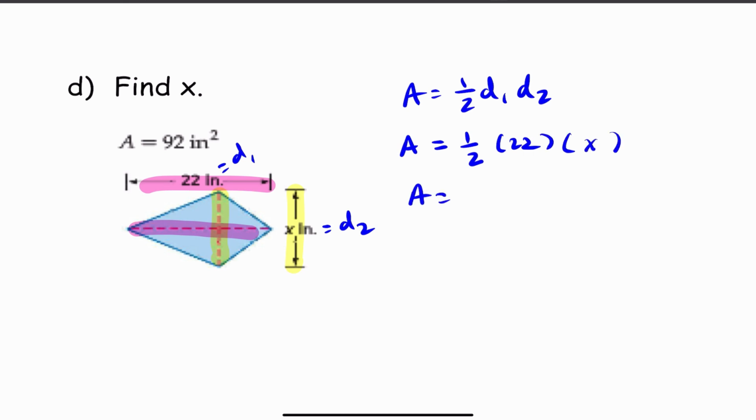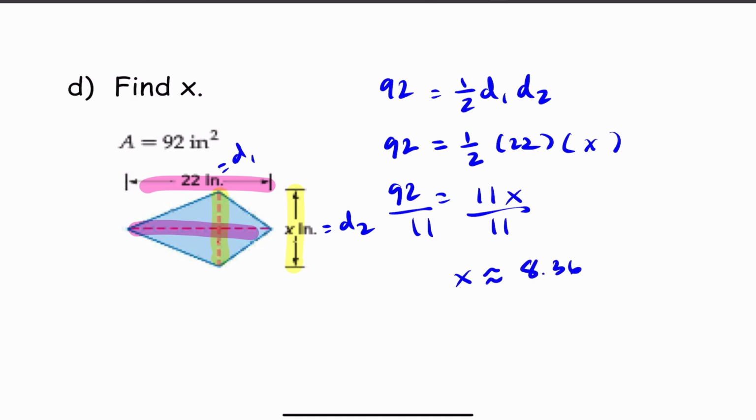A equals 1/2 of 22 is 11, and I multiply that by x. Oops, you know what I forgot to do? I forgot to replace A with 92. Okay, so now I'm going to divide both sides by 11, and x is going to give you a decimal, sorry. x is approximately 8.36 inches. Since we're in one-dimensional land, it should just be inches, not inches squared.